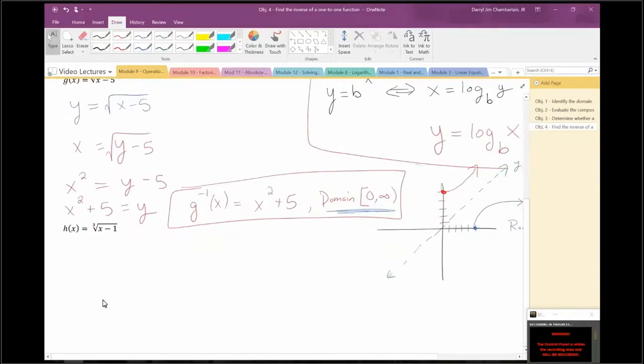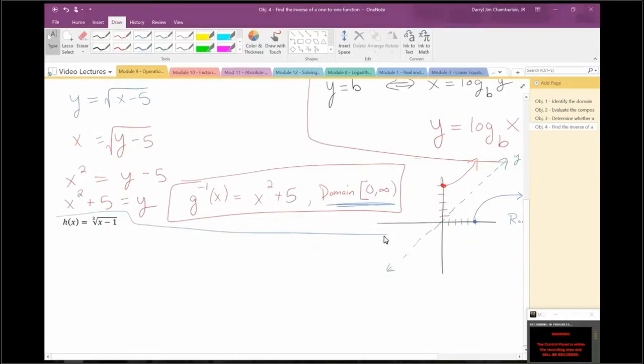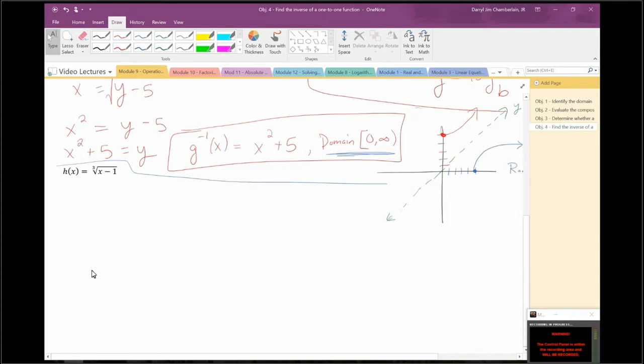All right, one more example. Now what about the cube root of x minus 1? So we'll rewrite it. We will switch our x and y. We'll cube both sides, and then add 1.